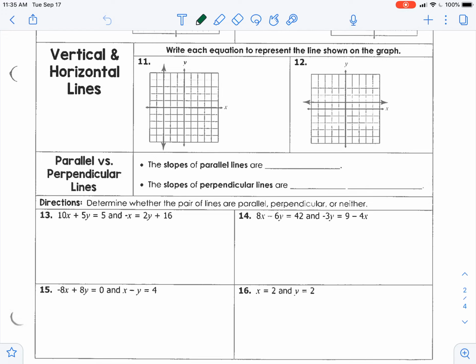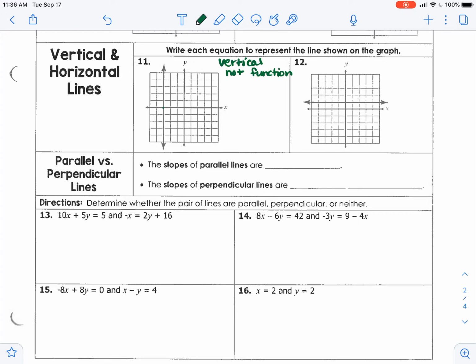So when you look at number 11, hopefully you realize that that is a vertical line, and vertical lines are not functions. So they are something that we don't talk about a lot because, again, we like focusing on just the functions. But what we're wanting to do here is actually write an equation for all vertical lines, just to give you a general form.